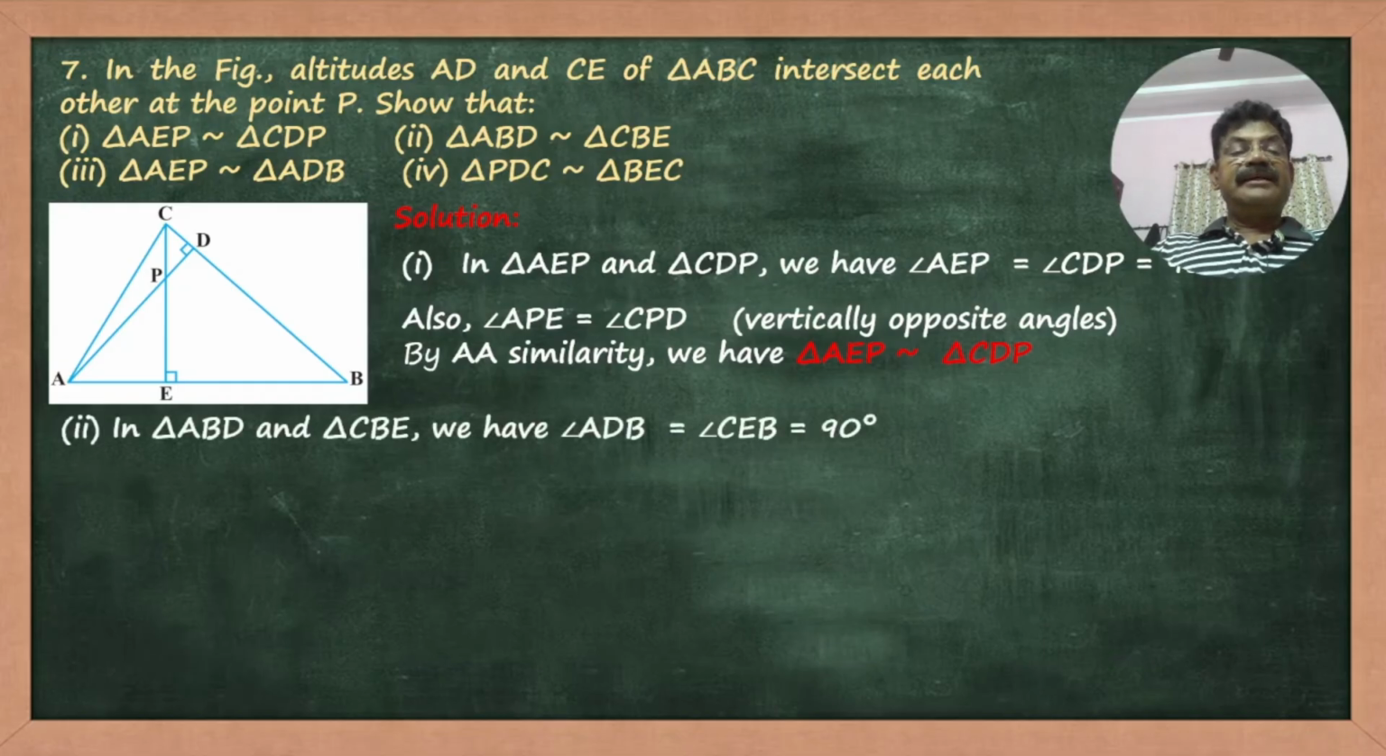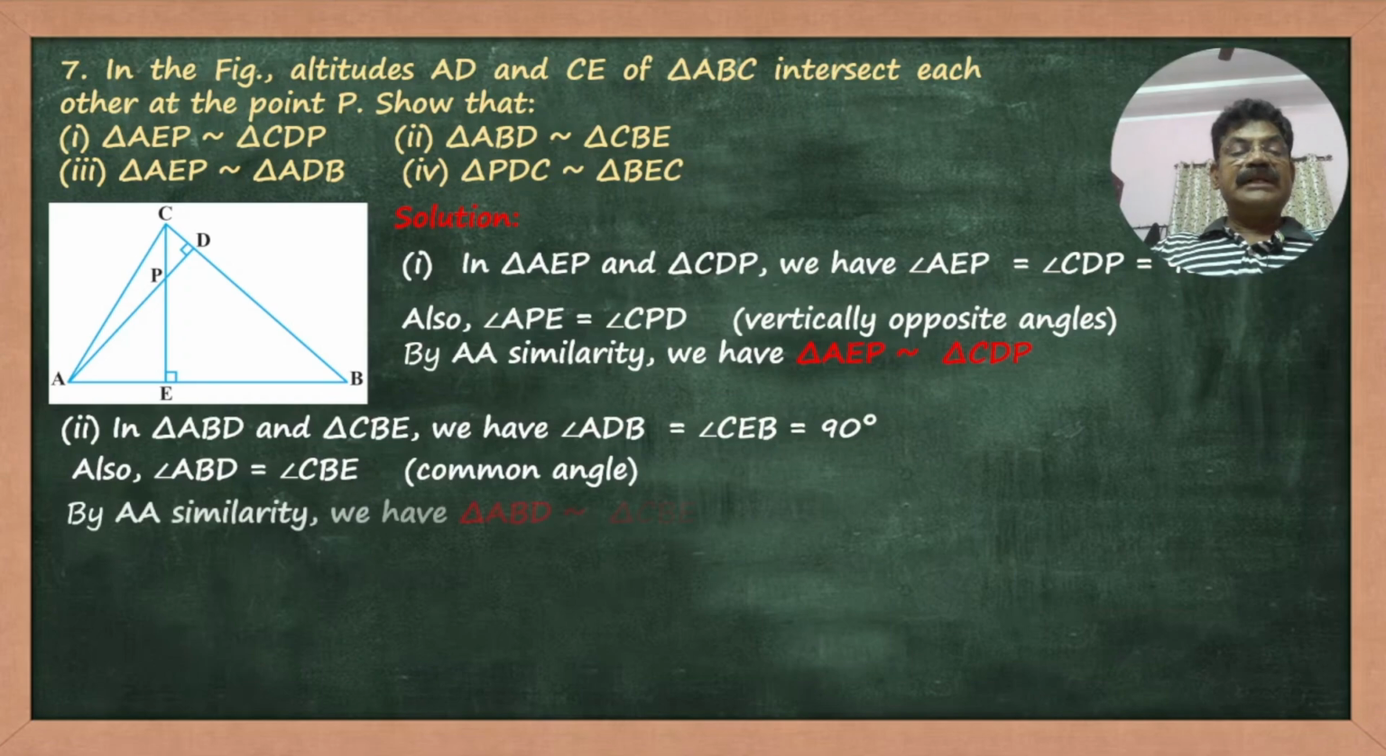Next. In triangle ABD and CBE, we have angle ADB is equal to angle CEB is equal to 90 degree. Also, angle ABD is equal to angle CBE, common angle. By AA similarity, we have triangle ABD is similar to triangle CBE. So, it is very simple.